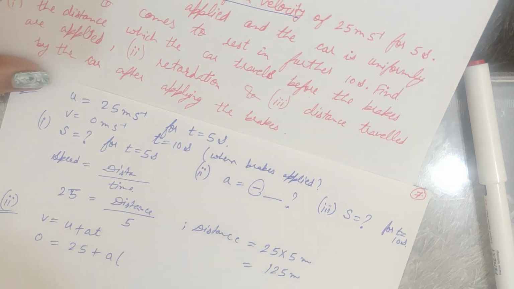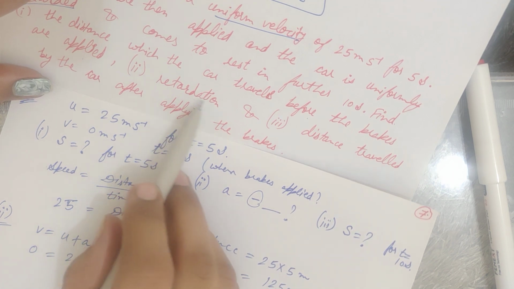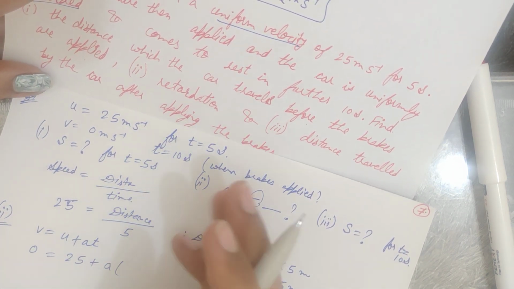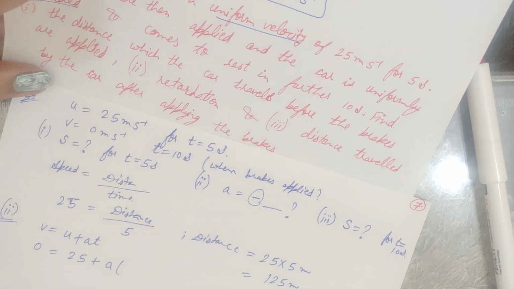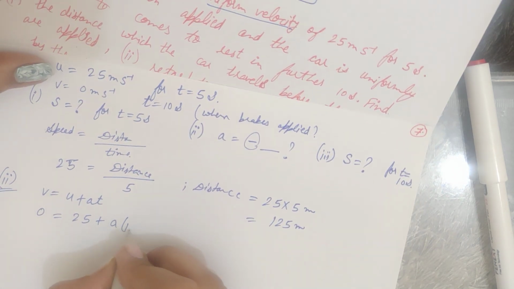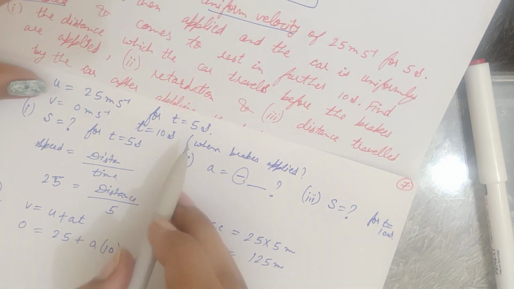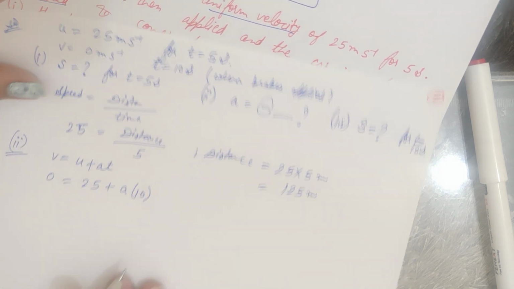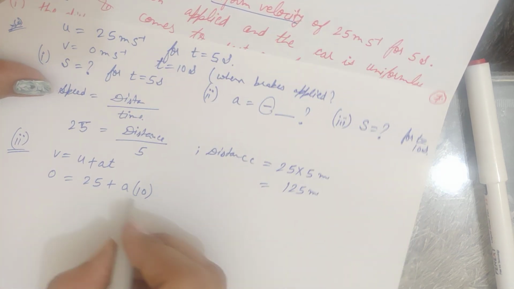Why are we taking 10 seconds? Because the body has started retarding. At the 10th second, it starts retarding. It is actually retarding when it reaches the 10th second. It means we will use the time t equals 10, because till 5 seconds the body is actually accelerating or going with uniform velocity. That's why we are using the 10 seconds here.